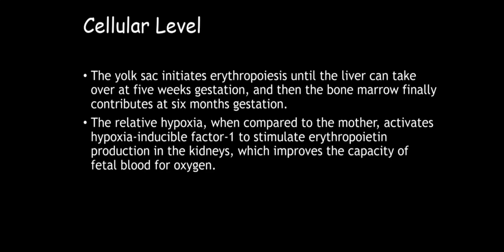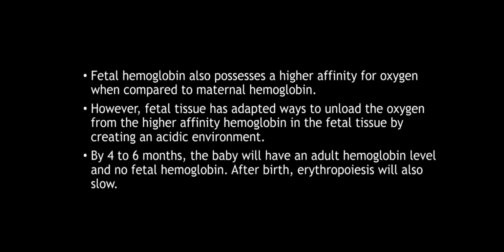The relative hypoxia when compared to the mother activates the hypoxia-inducible factor HIF1 to stimulate erythropoietin production in the kidneys, which improves the capacity of fetal blood for oxygen. Fetal hemoglobin also possesses a higher affinity for oxygen when compared to maternal hemoglobin. However, fetal tissue has adopted ways to unload the oxygen from the higher affinity hemoglobin by creating an acidic environment. By 4 to 6 months, the baby will have an adult hemoglobin level and no fetal hemoglobin. After birth, erythropoiesis also slows down.